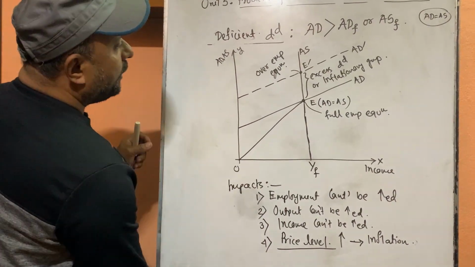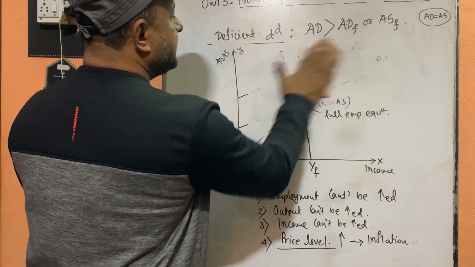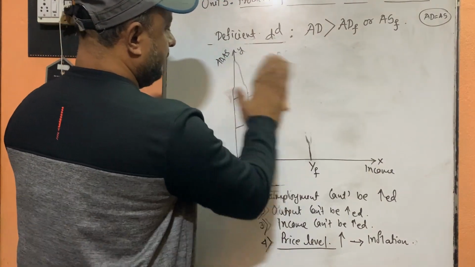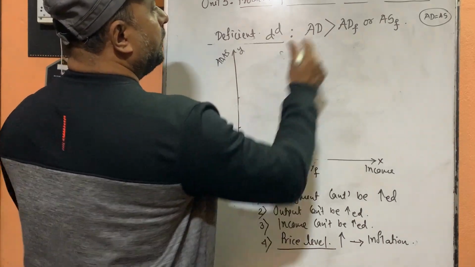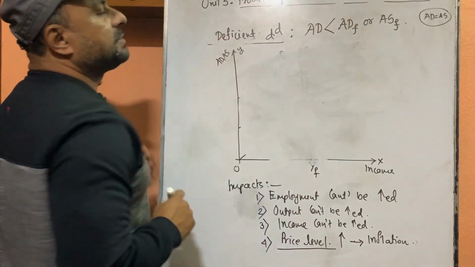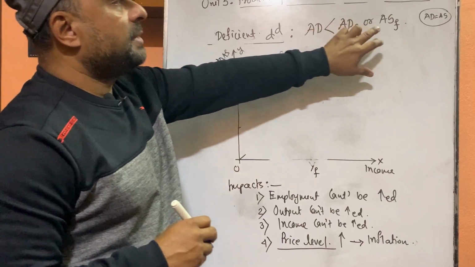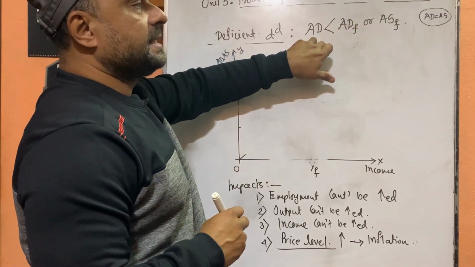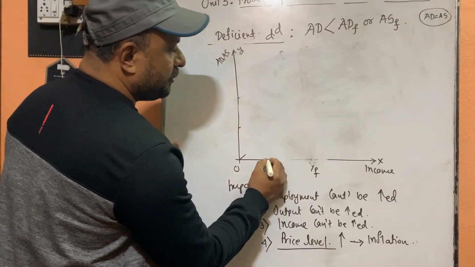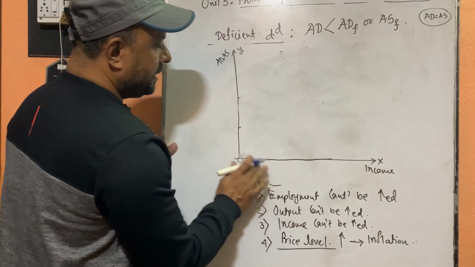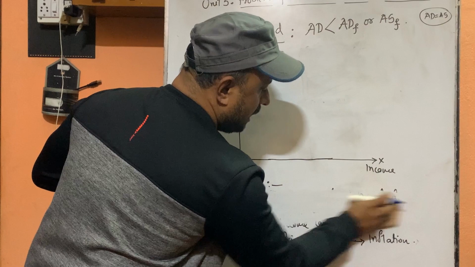Deficient demand means when the country's present aggregate demand becomes less than the full employment level of aggregate demand. At the full employment level, whatever demand is required, if our present demand is less than that, then there arises deficient demand. Whatever demand is required is not found in the economy, so there is deficient demand. Now, diagrammatically, how can it be explained?